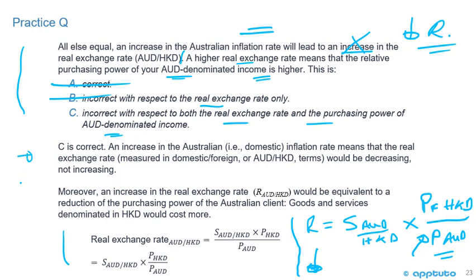So C is correct. An increase in the Australian domestic inflation rate means that the real exchange rate would be decreasing, not increasing. Moreover, an increase in the real exchange rate would be equivalent to a reduction in the purchasing power of the Australian client. Goods and services denominated in the Hong Kong dollar would cost more. So a very good question. Lots of words, two sentences, and just work through your formulas, numerator, denominator, what's happening to the real exchange rate, and you should be fine. But you can see this type of question definitely takes quite a bit of practice.